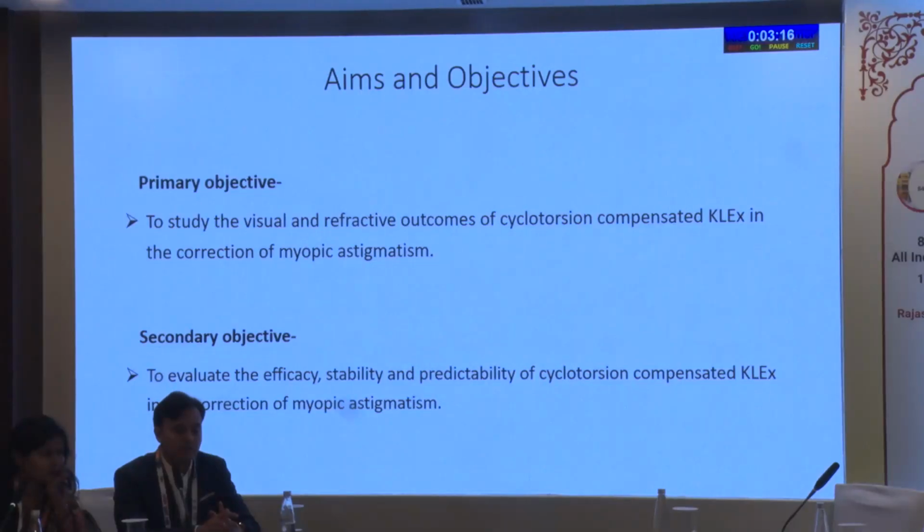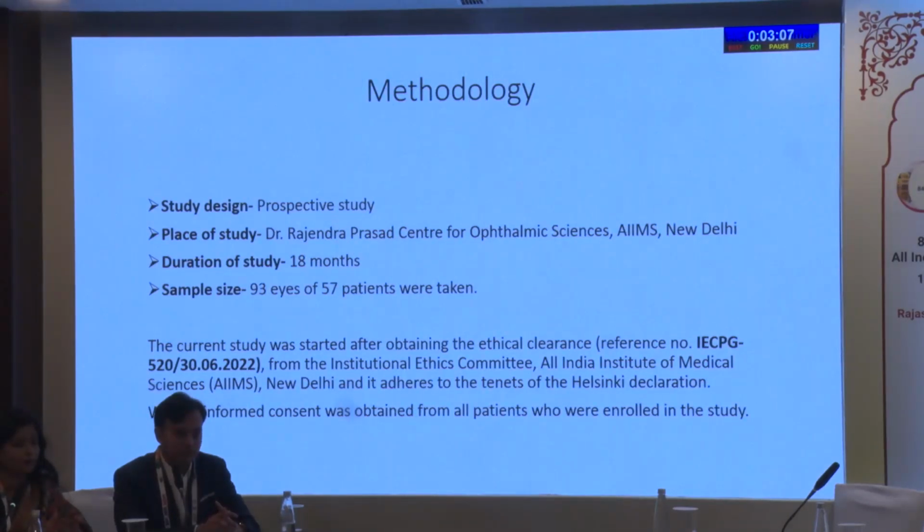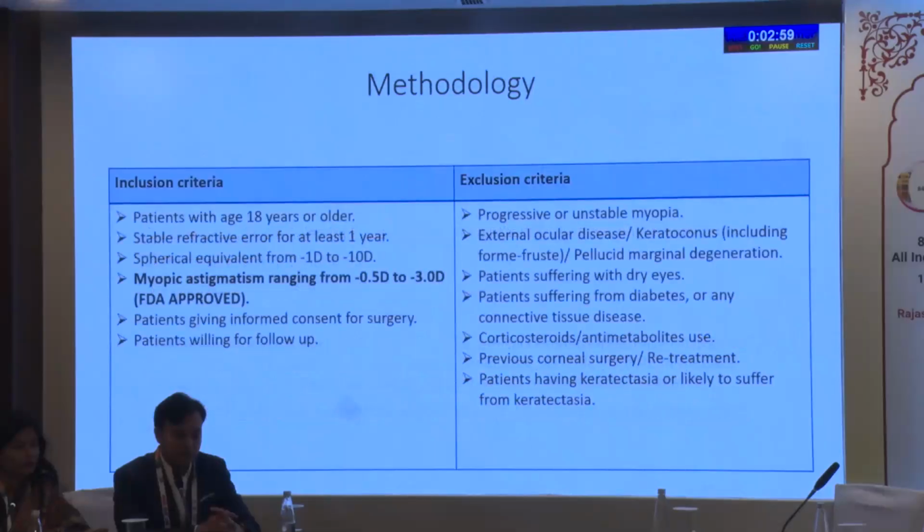So our objectives were first to study the visual and refractive outcomes of the procedure, second to evaluate the efficacy, stability and predictability of the same. It was a prospective study done at RP Center AIIMS for 18 months. 93 eyes of 57 patients were taken. The study was started after the ethical clearance and consent was taken from all the patients.